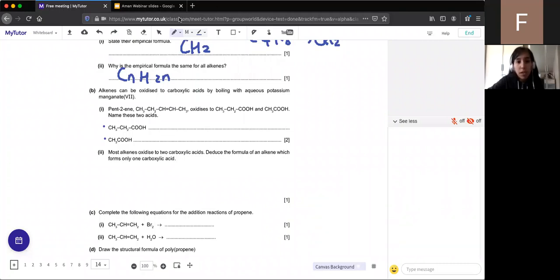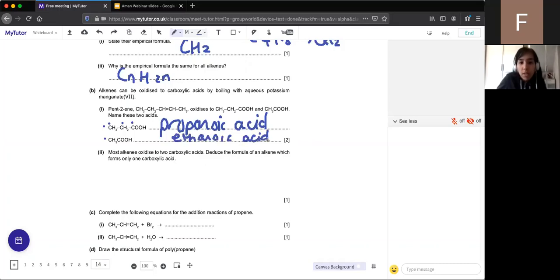Good. Okay, so the first acid, I've had 2 correct answers so far. Good, it's propanoic acid. Sorry, not pentanoic acid, propanoic acid. So there's 3 carbon atoms, so it's propanoic acid. What about the second one? There are 2 carbon atoms, so which acid is that? Excellent, it's ethanoic acid. Well done, everyone. So we've got propanoic acid as the first one, ethanoic acid as the second one. So remember, alkenes will oxidize to produce carboxylic acids as well.